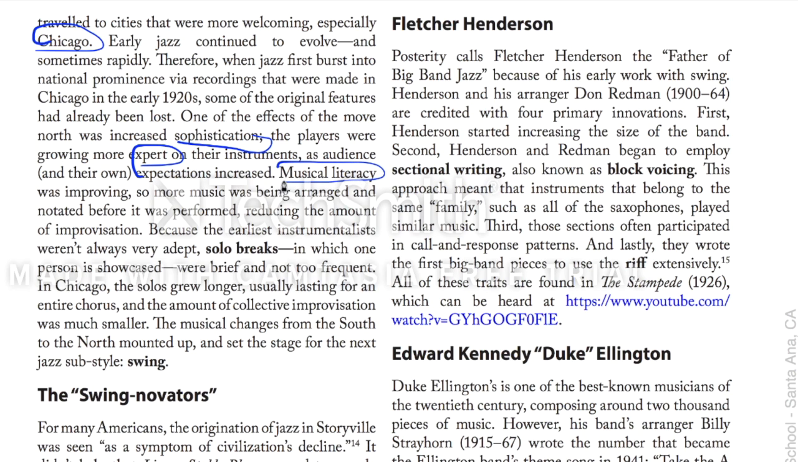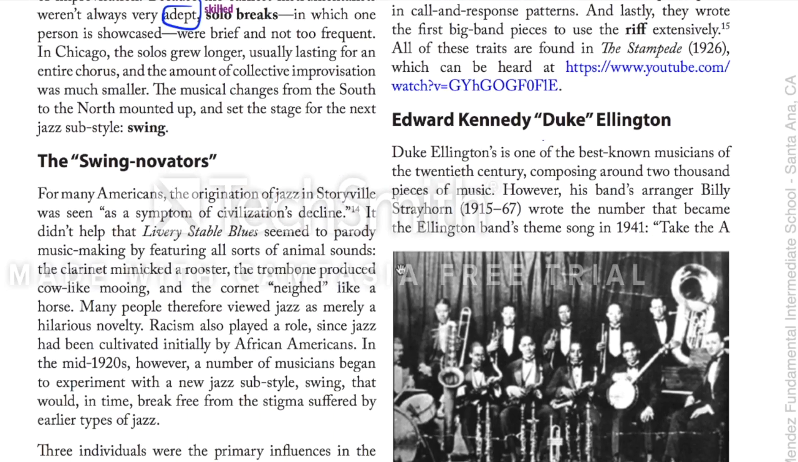Musical literacy, so being able to read music, was improving, so more music was being arranged and notated before it was performed, reducing the amount of improvisation. Because the earliest instrumentalists weren't always very adept, that means skilled, solo breaks in which one person is showcased were brief and not too frequent. I'm going to go ahead and define some of those words. In Chicago, the solos grew longer, usually lasting for an entire chorus, and the amount of collective improvisation was much smaller. The musical changes from the south to the north mounted up and set the stage for the next jazz substyle, swing.